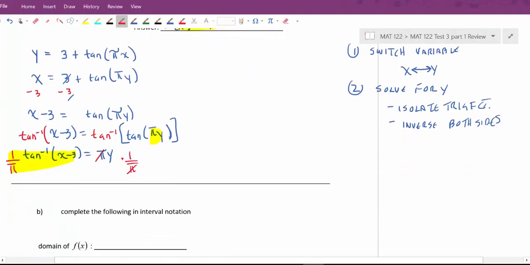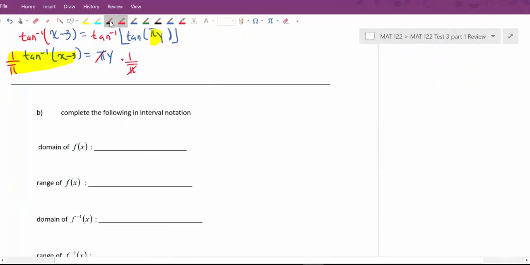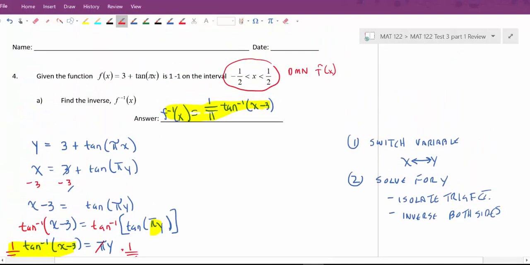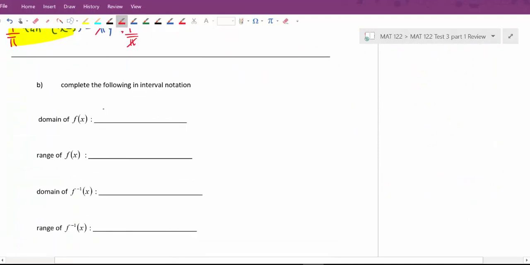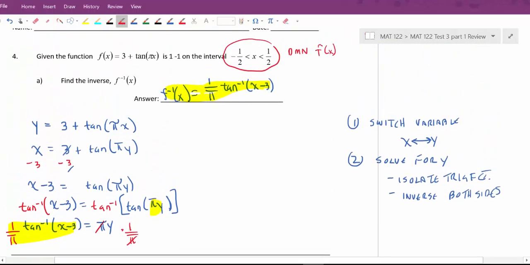So we're going to write down that the domain of this function is negative 1/2 to 1/2, and I'm going to write that in interval notation like that. I'm using parentheses because if you notice, they have less than. We don't have less than or equal to.